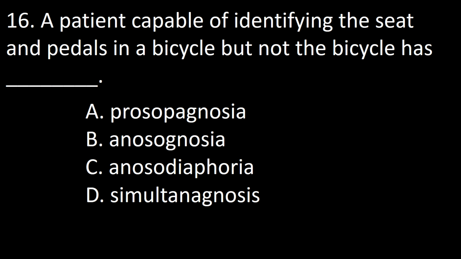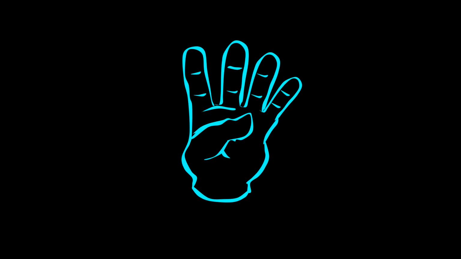Next question. A patient capable of identifying the seat and the pedals in a bicycle but not the bicycle has A. prosopagnosia, B. anosognosia, C. anosodiaphoria, D. simultaneous agnosia. In this question, we have 4 possible answers. I will go through each of these possibilities and then we will choose the right one together at the end.